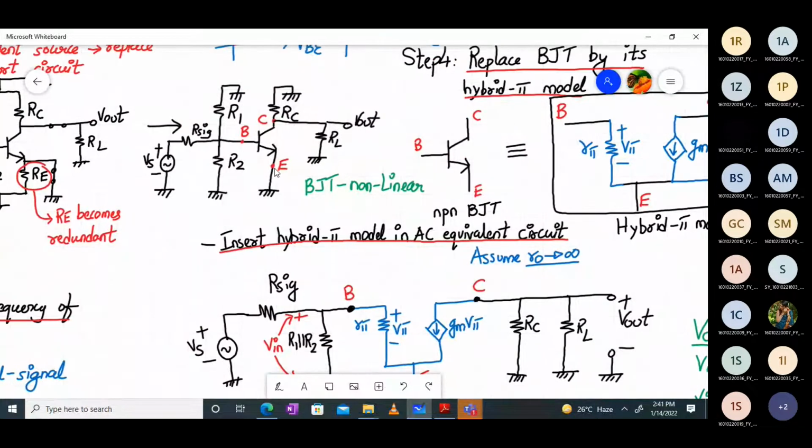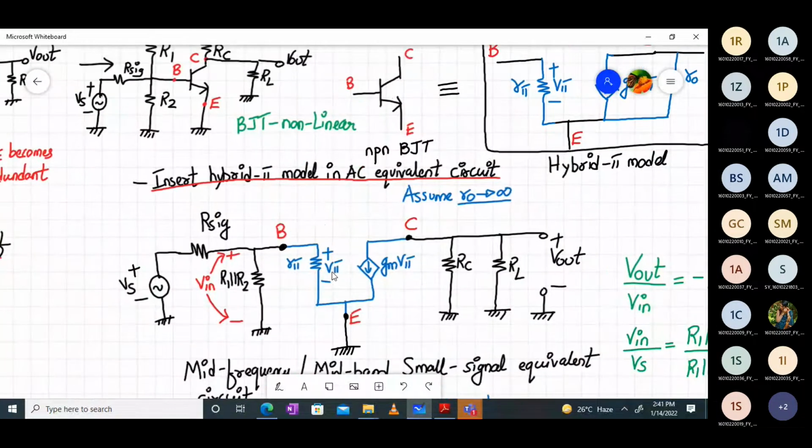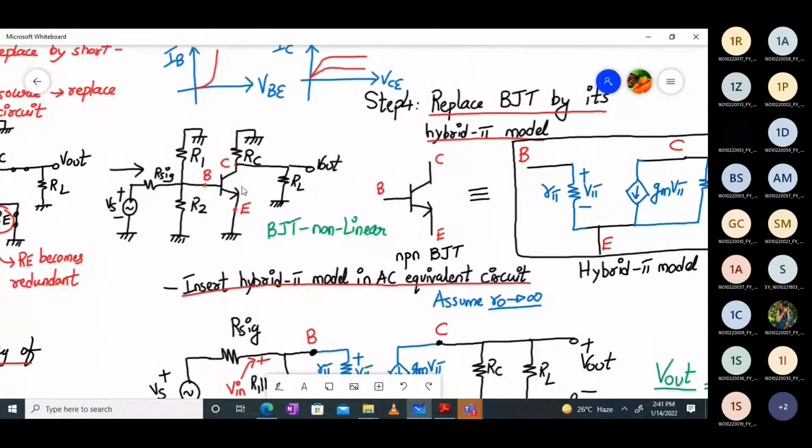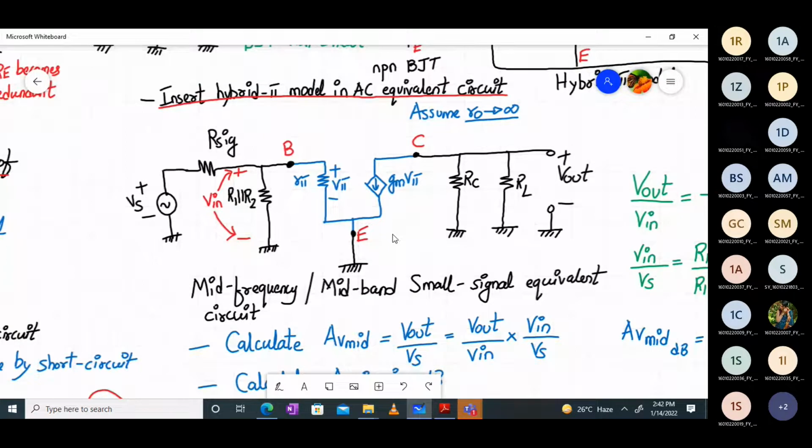What is there in the emitter terminal? Emitter terminal is directly grounded. Then at the collector terminal, what do we have? At the collector terminal, we have two resistances RC and RL connected to the ground, right? So here it is. RC and RL, they are in parallel, but they are connected to the ground. And then we have V out. So this is called the mid-frequency, mid-band, small signal equivalent circuit.